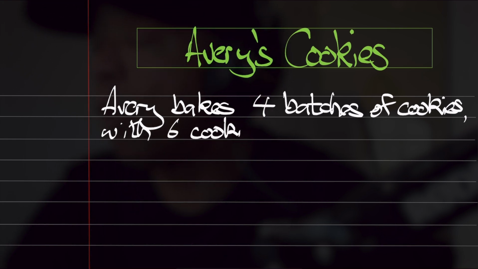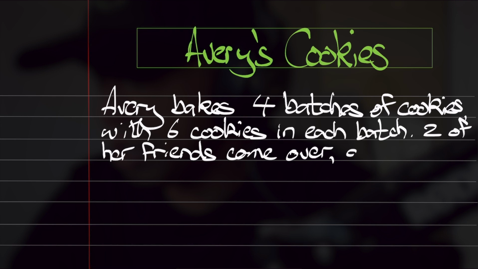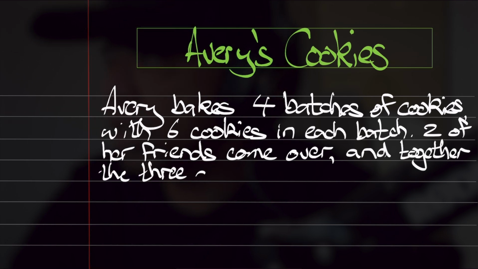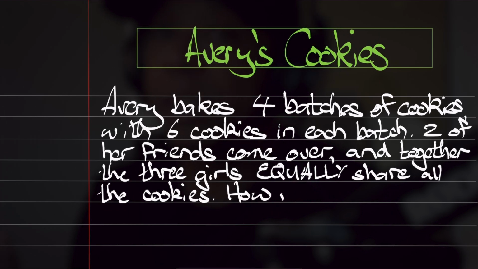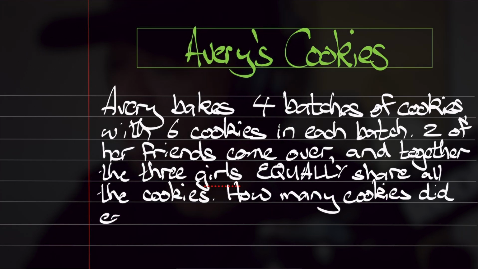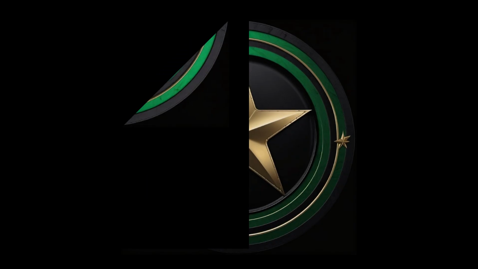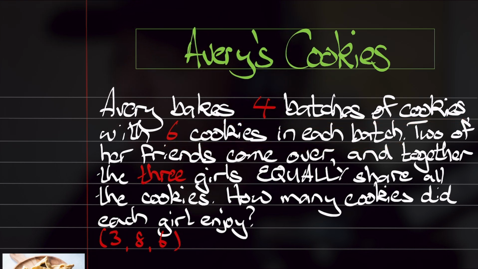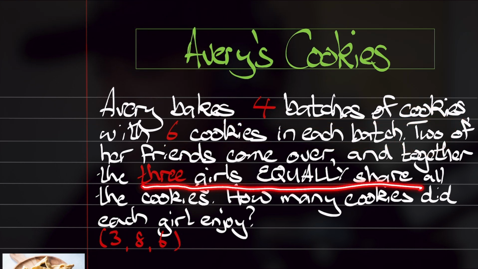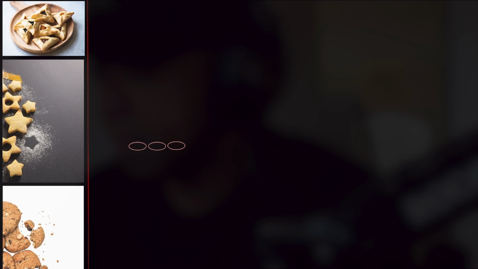Avery bakes 4 batches of cookies, and each batch gives 6 cookies. And 2 of her friends come over. So now there are 3 girls, and their problem is to solve how many cookies did each girl enjoy. So we know that Avery bakes 4 batches of cookies, and there's 6 in each one. The 3 girls have to share it equally, and we have to find out how to do that.